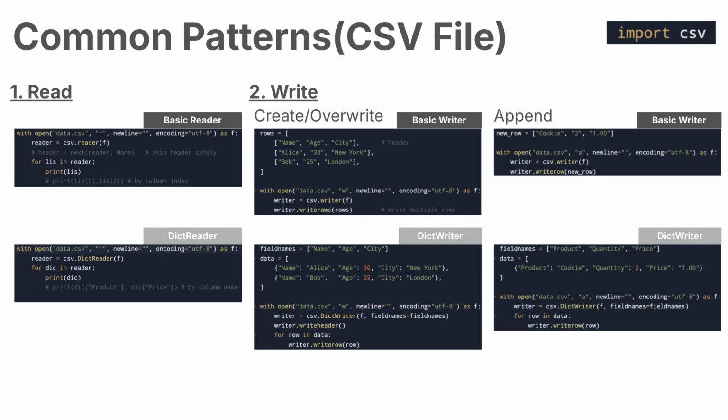Next, DictReader. This is good for real projects. Each row becomes a dictionary, so you can access values by column name, like row['product'] and row['price']. It's clearer and safer if someone later reorders columns.